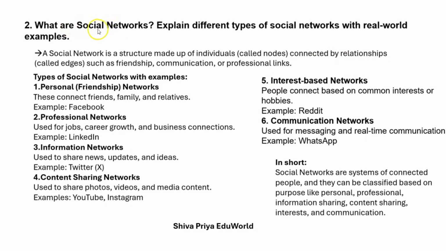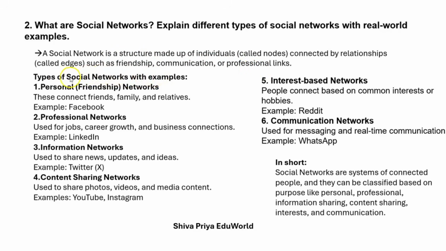And the second question is, what are social networks? Explain different types of social network with real world examples. Here, a social network is a structure that is made up of individuals, which are called nodes, connected by relationships, which are called edges, such as friendship, communication, and professional links. The network is made up of the people, connected by relationships. Clear? This is the social network.